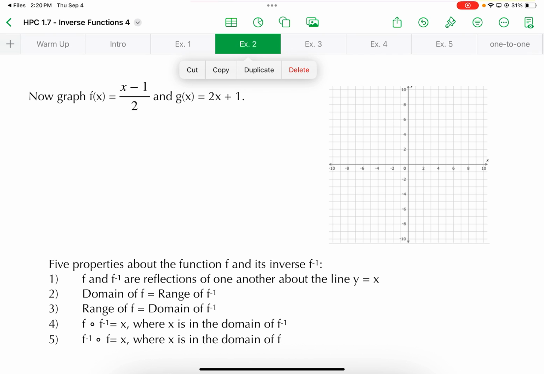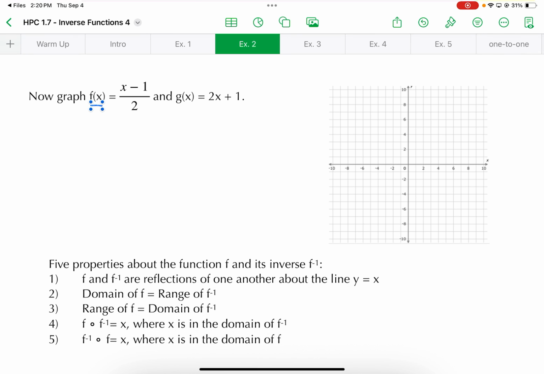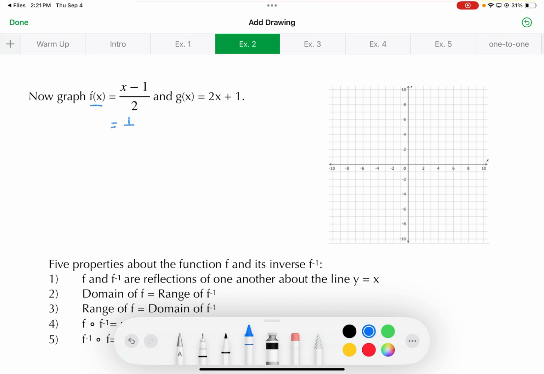All right, now go to example 2. We have those same two functions, and now we're asked to graph them. Okay. So I'm going to do f in blue here. Now, it would probably be helpful to think of that as equal to 1/2 x minus 1/2, right? When you see it like that, that's slope-intercept form. That can help you with graphing.